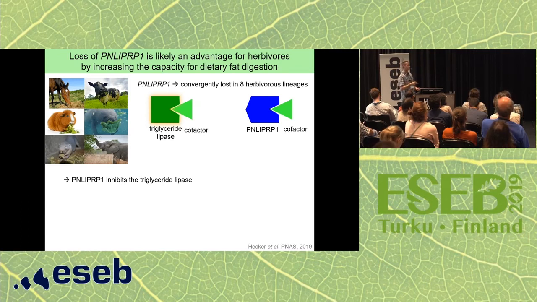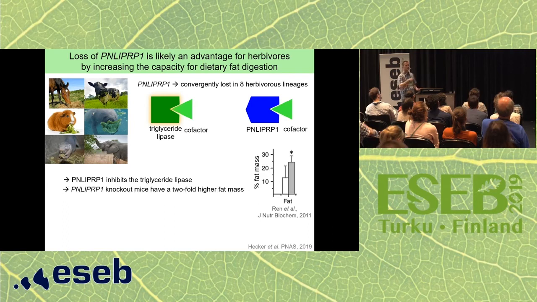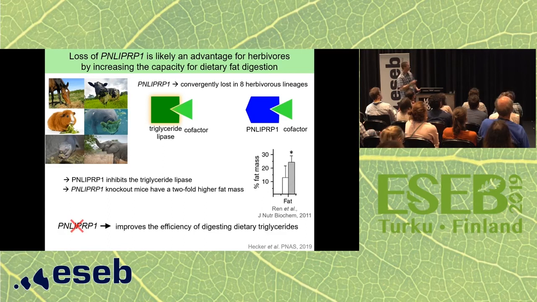And this is an effect you can see in mouse knockouts, where enzyme activity is substantially increased, and those mice essentially get fat and have a twofold higher fat mass. So losing PNLIP-RP1 would increase the capacity to digest dietary fat. And we think this could well be an advantage for these herbivores that typically consume a diet that is rather fat poor.